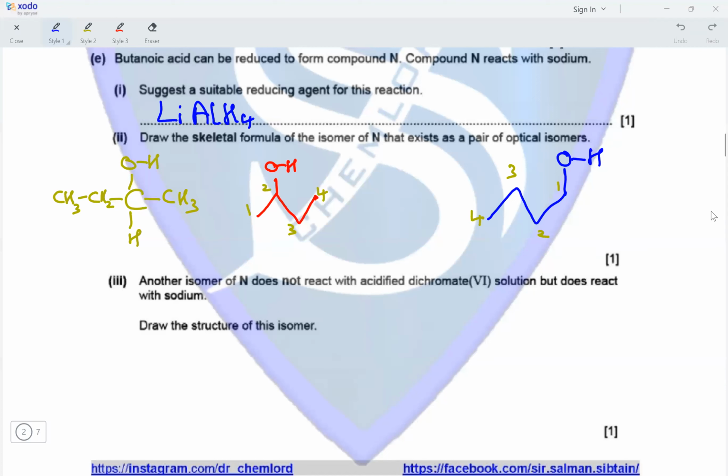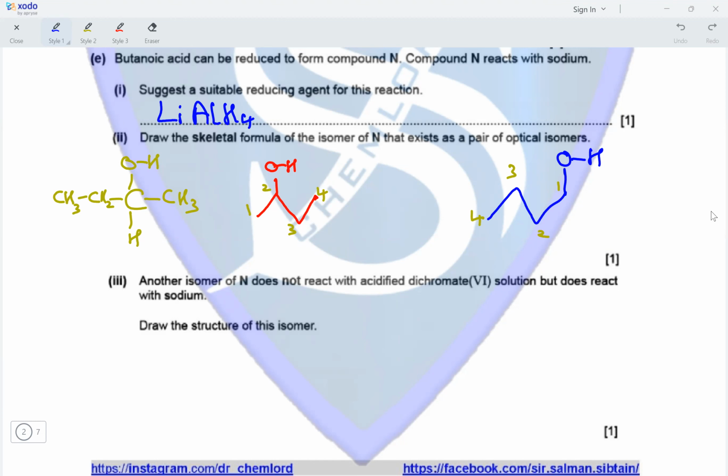Another isomer of N does not react with acidified dichromate(VI) solution but does react with sodium. So the OH group is present. Draw the structure of this isomer. If it does not react with acidified dichromate, that means it does not undergo oxidation and it is an alcohol. Primary alcohols are oxidized to aldehydes, which are further oxidized to carboxylic acids. Secondary alcohols are oxidized to ketones, and tertiary alcohols do not undergo oxidation. So this isomer is a tertiary alcohol.